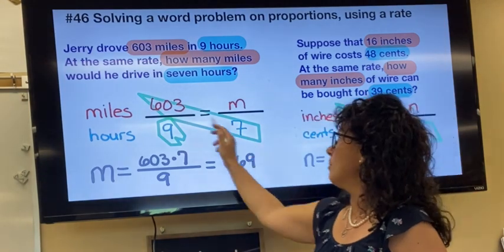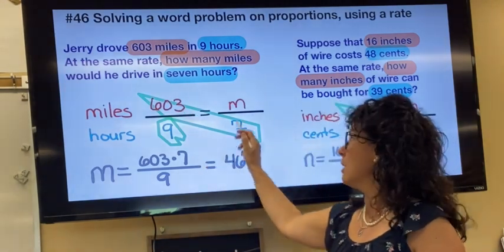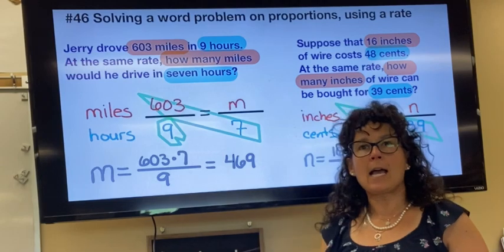Finally, to solve, multiply the numbers that are diagonal and divide by the number diagonal to the letter.